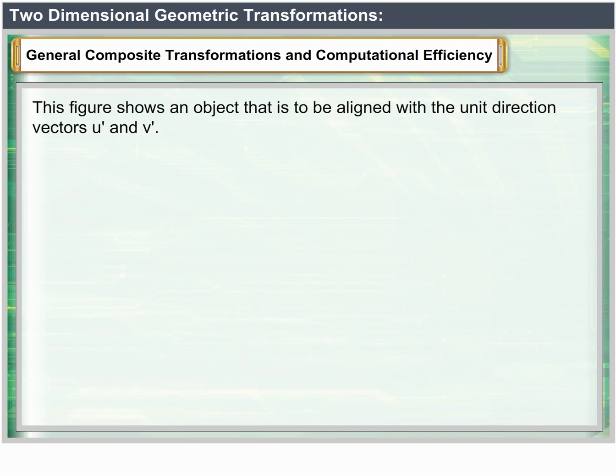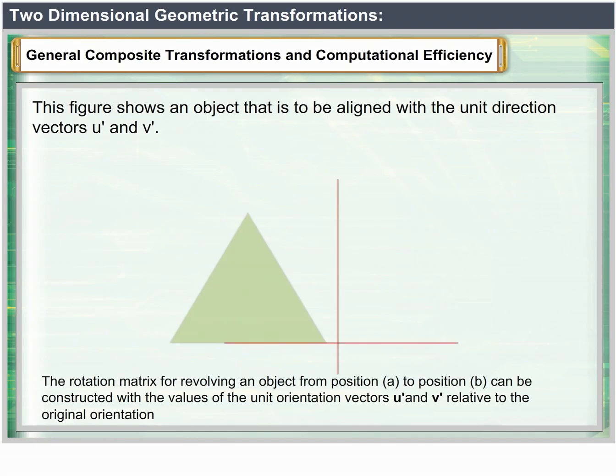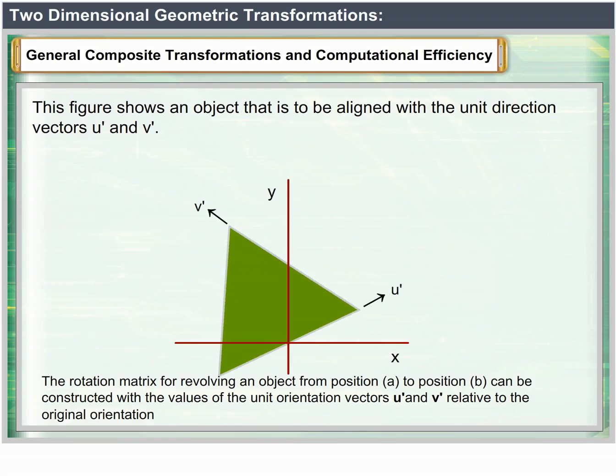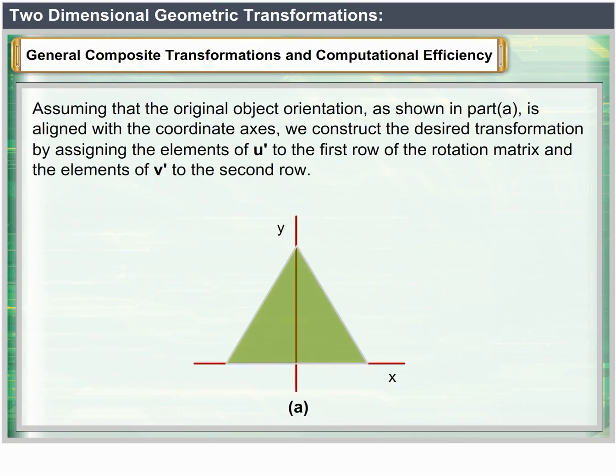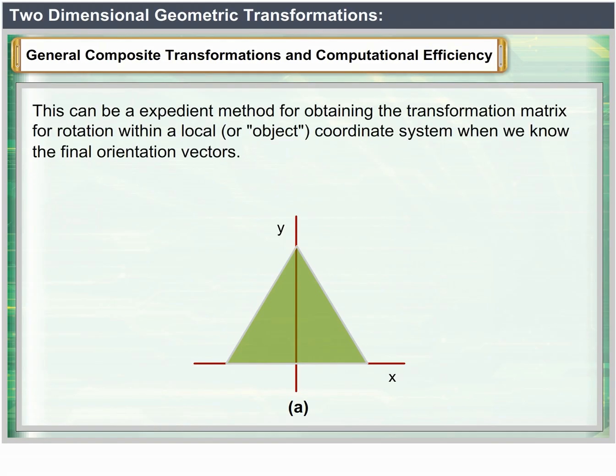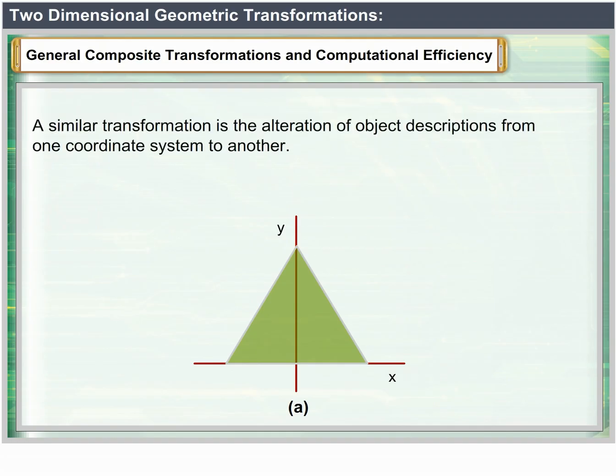This figure shows an object that is to be aligned with the unit direction vectors u' and v'. In this figure, the rotation matrix for revolving an object from position A to position B can be constructed with the values of the unit orientation vectors u' and v' relative to the original orientation. Assuming that the original object orientation, as shown in part A, is aligned with the coordinate axes, we construct the desired transformation by assigning the elements of u' to the first row of the rotation matrix and the elements of v' to the second row. This can be a convenient method for obtaining the transformation matrix for rotation within a local or object coordinate system when we know the final orientation vectors. A similar transformation is a conversion of object descriptions from one coordinate system to another.